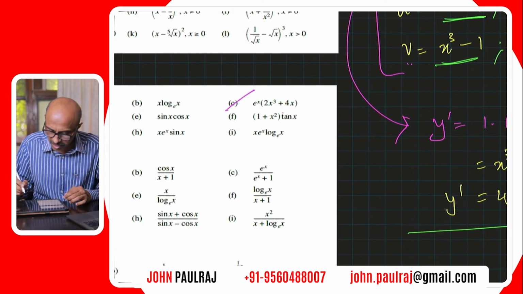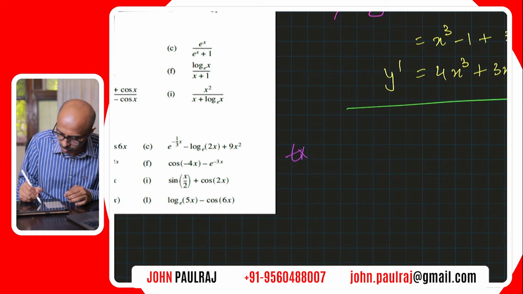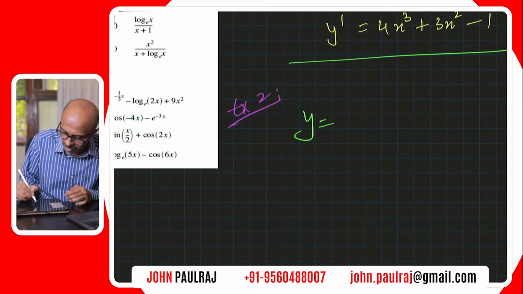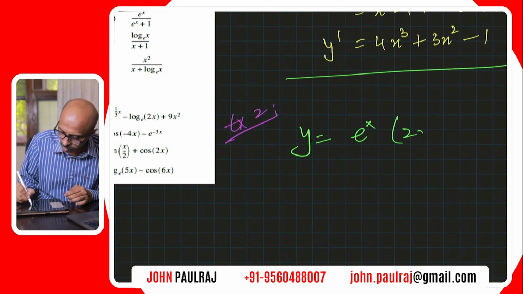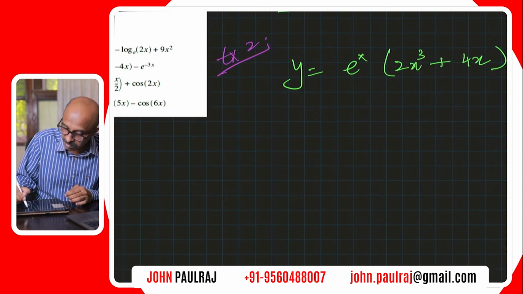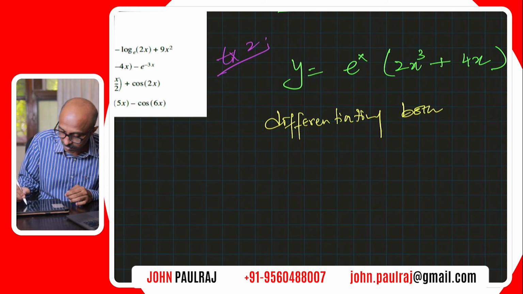We'll take this one, e to the x times 2x cubed plus 4x. Okay, so this is our example 2. And here we've got y as e to the x times 2x cubed plus 4x. Now, sometimes we need to write down these things in great detail, differentiating both sides with respect to x.